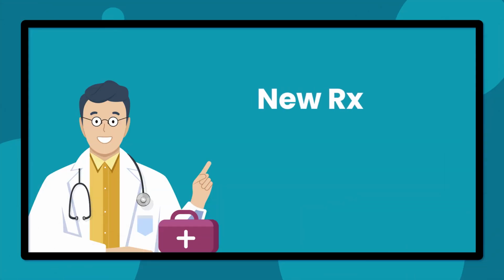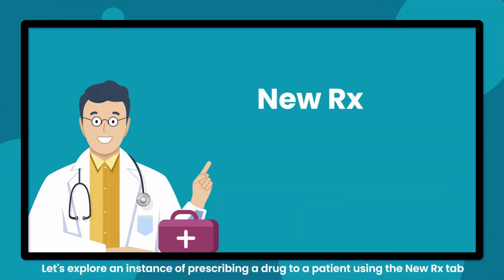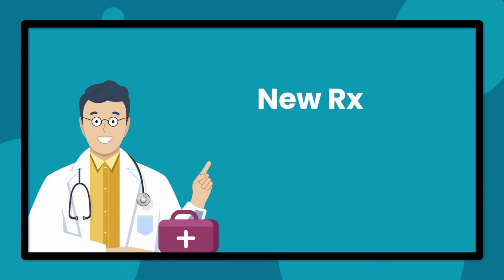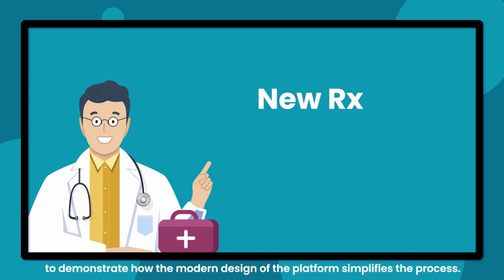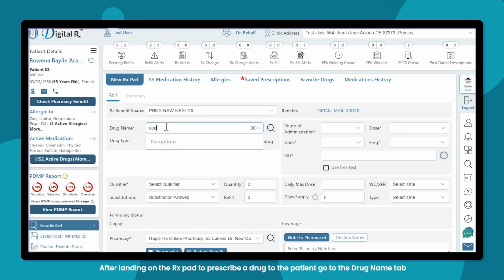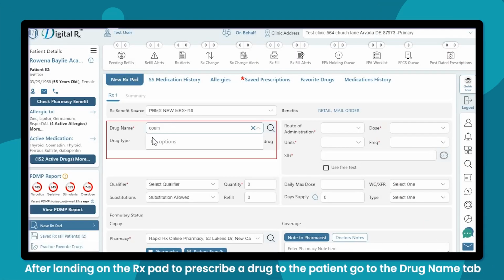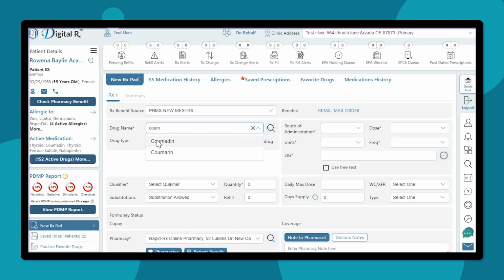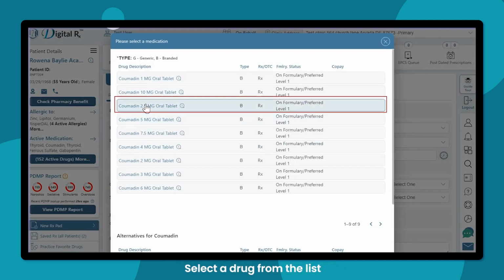New RX. Let's explore an instance of prescribing a drug to a patient using the New RX tab to demonstrate how the modern design of the platform simplifies the process. After landing on the RX pad to prescribe a drug to the patient, go to the Drug Name tab for searching the required drug. Select a drug from the list.